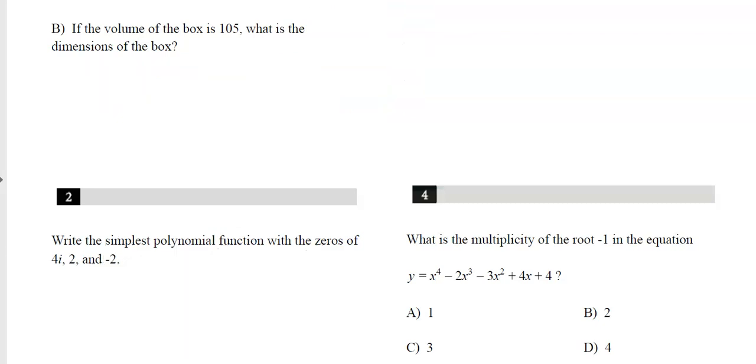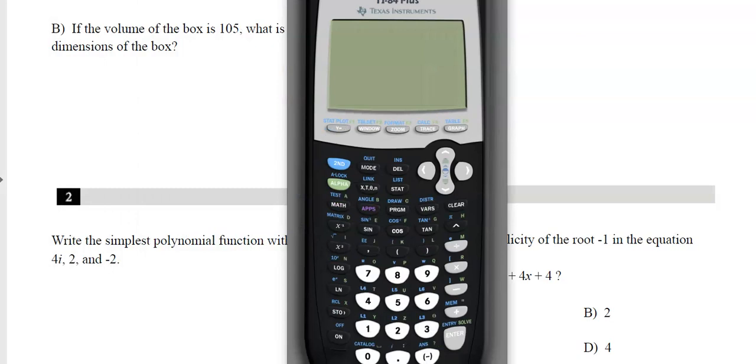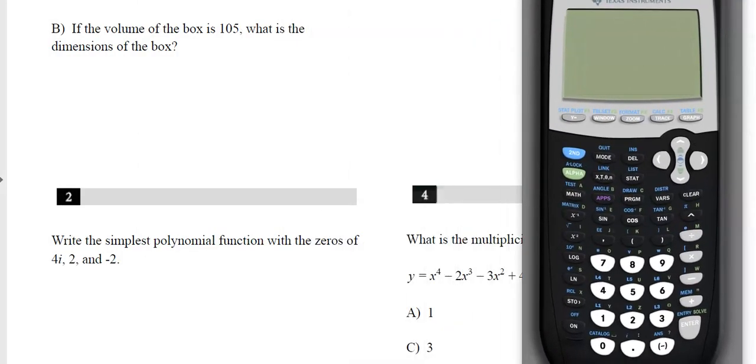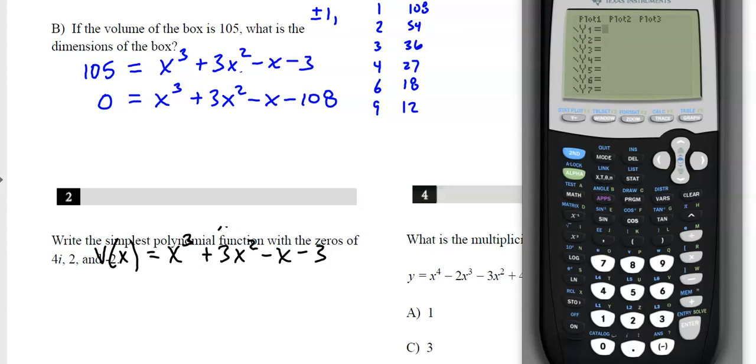So pull up the old graphing calculator, slide it over, turn it on, and let me go in here and clear this out. So x to the third plus 3x squared minus x. Just kind of sketch this out on the board so I have it. That way I don't screw up a negative sign.